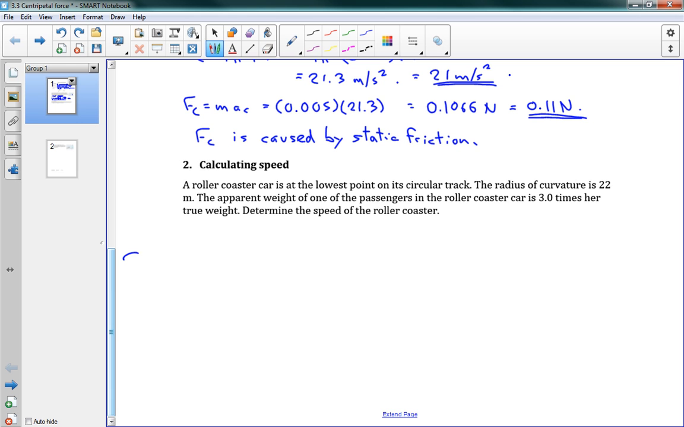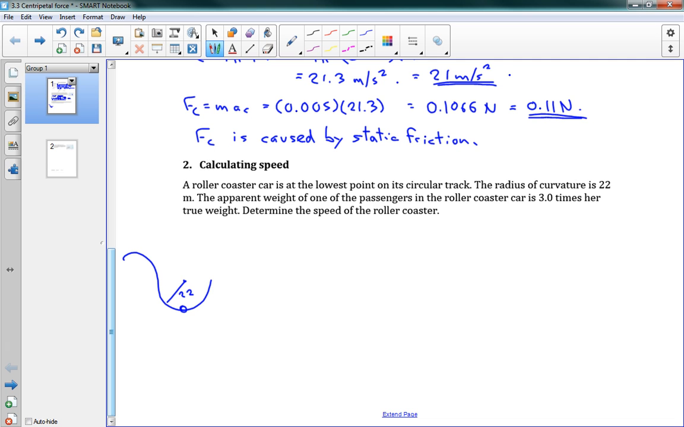So the roller coaster looks something like this maybe, and it's at some point here at the bottom of the roller coaster. We have this radius, so the roller coaster at this point looks like a circle, and it has a radius here of 22 meters. Perfect. Now we say the apparent weight of one of the passengers in the roller coaster is 3 times her true weight. Determine the speed of the roller coaster.